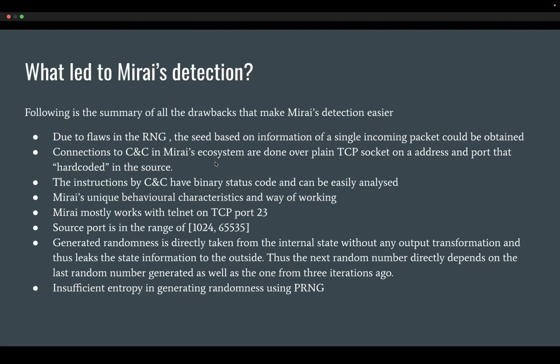Another thing is that the connection that is established with CNC is done over plain text, and the address and the port is hard coded in the source. Also, the commands that are given by CNC, they have a binary status code, and therefore they can be easily analyzed. We have seen characteristics of Mirai which distinguishes it from others. Mirai usually works with TCP port 23. Its source port usually lies in this range. And we have seen that it has entropy of 32 bits, which makes it very easy to get detected.